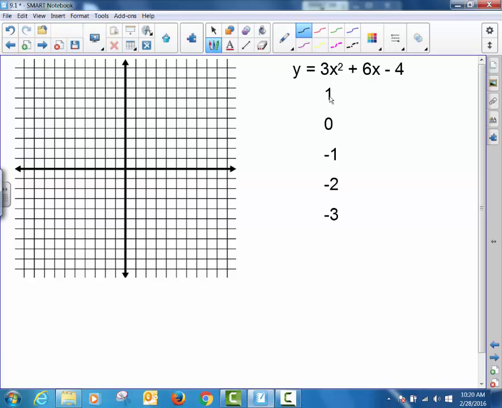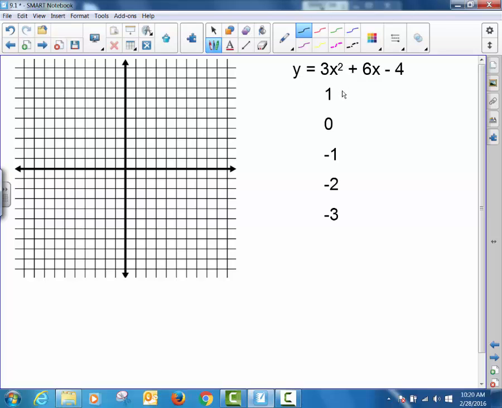It doesn't matter what numbers you choose for the x value, but you're going to choose some numbers for the x value, plug them in, and find out what the y value is. It's always a good idea to try 0, because 0 is the easiest number to try. And then the other ones are just up to you, numbers that are easy for you to use. So let's try 1. Y equals 3.